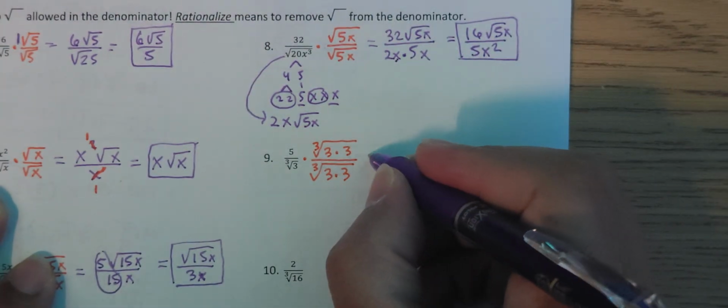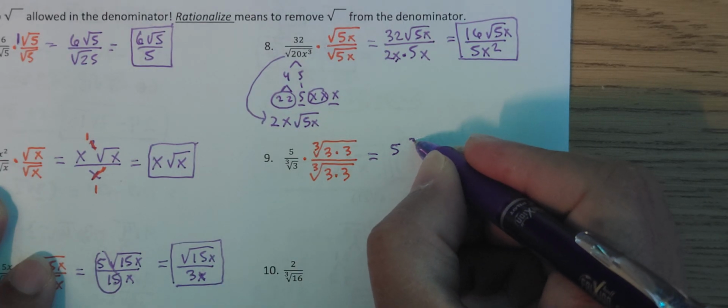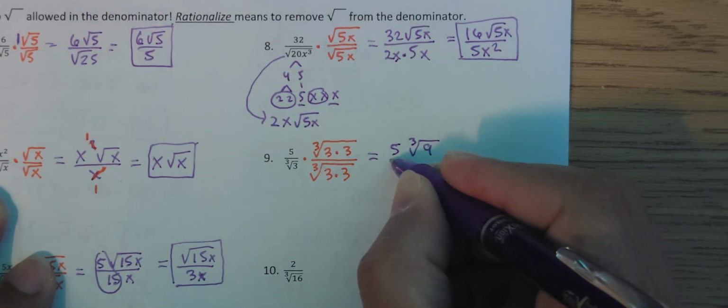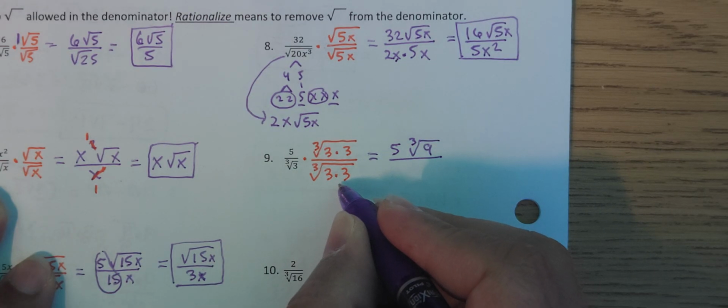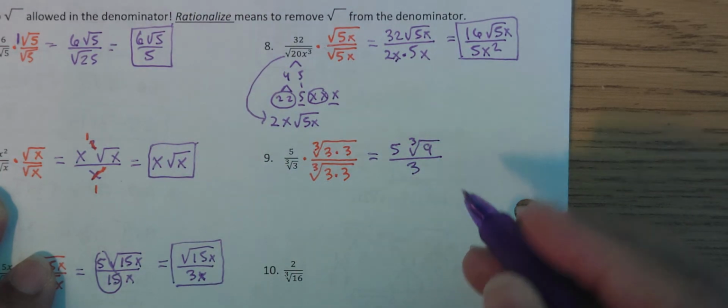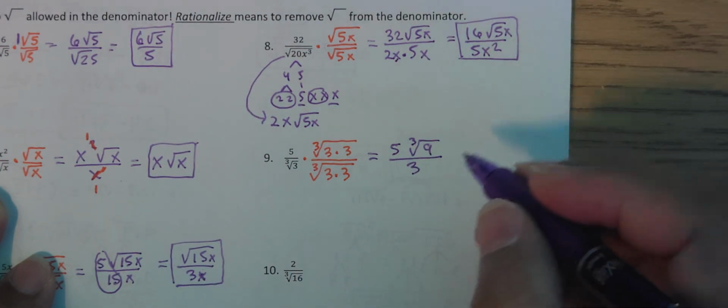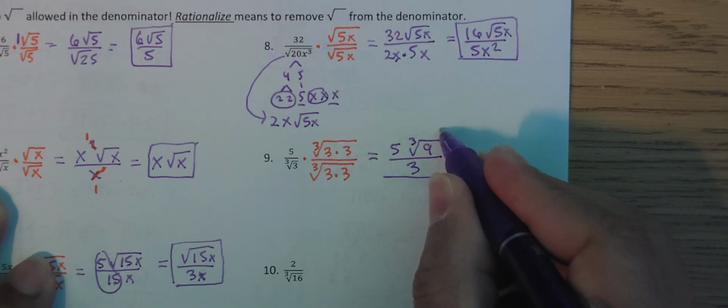So then this is 5 cube root of 3 times 3 is 9, and then the denominator, you have 3 3s. That means you can take the 3 out. And then 5 and 3 are prime. You can't simplify this any further. This is the simplest answer for that problem.